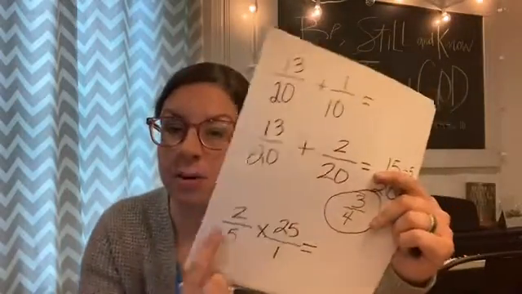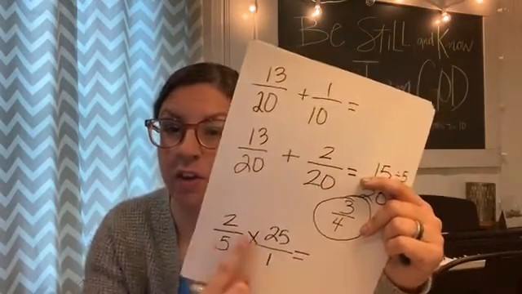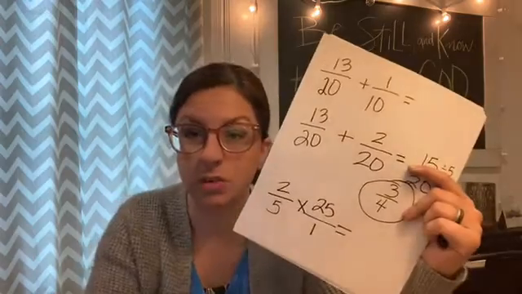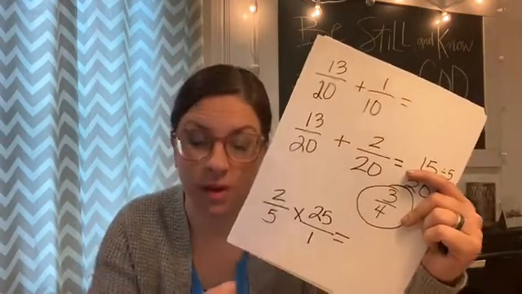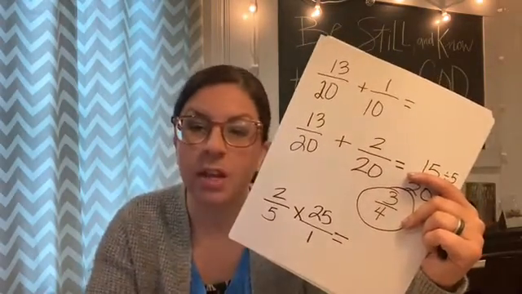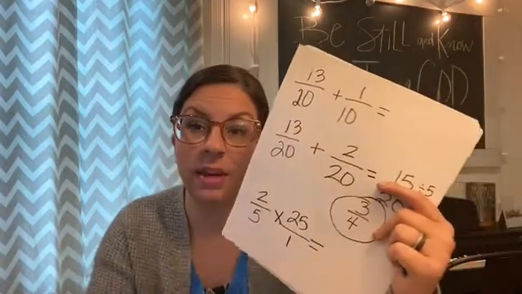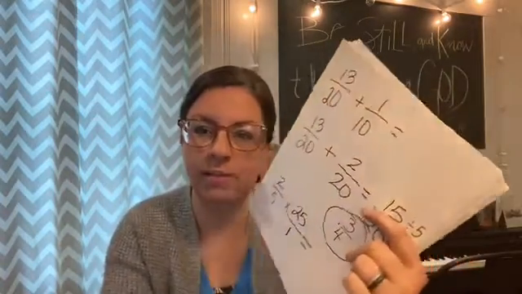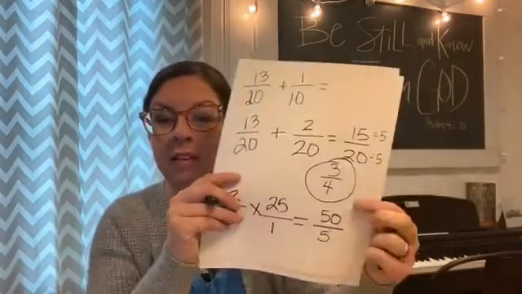Now, I can either multiply this first and then reduce, or I can reduce it right here. So first I'm going to multiply it and then reduce. What is 2 times 25? 50. Good. 5 times 1? 5. And what is 50 divided by 5? 10. So 10 of the students would have type A blood.